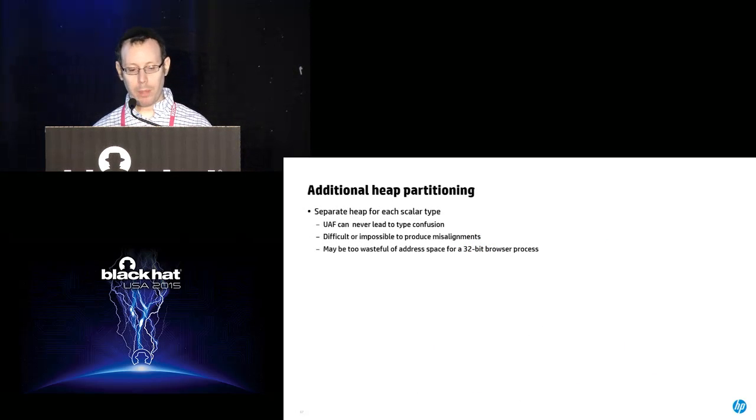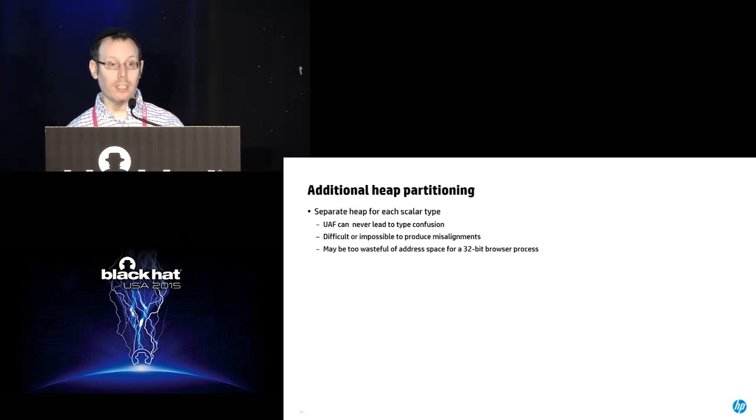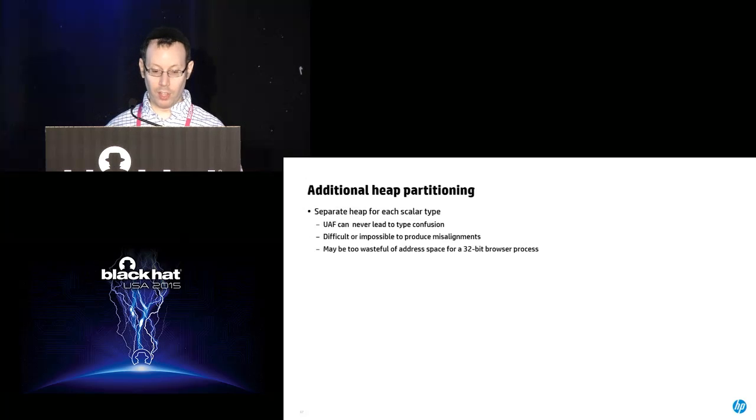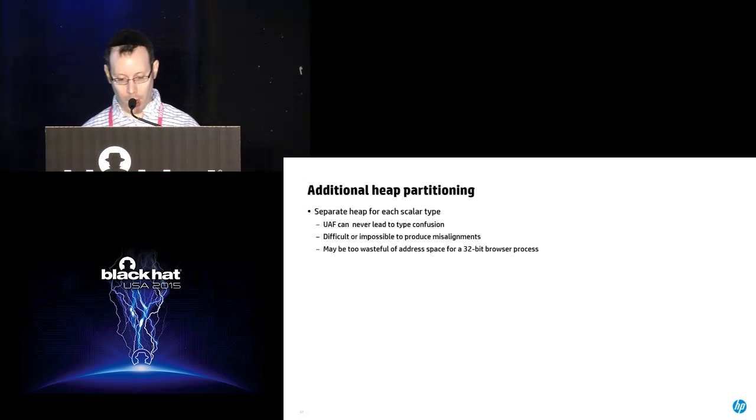Finally, we recommend taking IsoHeap to the next logical step by creating additional separate heaps. Ideally, one could have a separate heap for each scalar type. This would bring two great benefits. First, a UAF condition could never lead to type confusion, since every type is confined to its own heap. Secondly, since each heap consists entirely of objects of homogeneous size, misalignments will not arise.